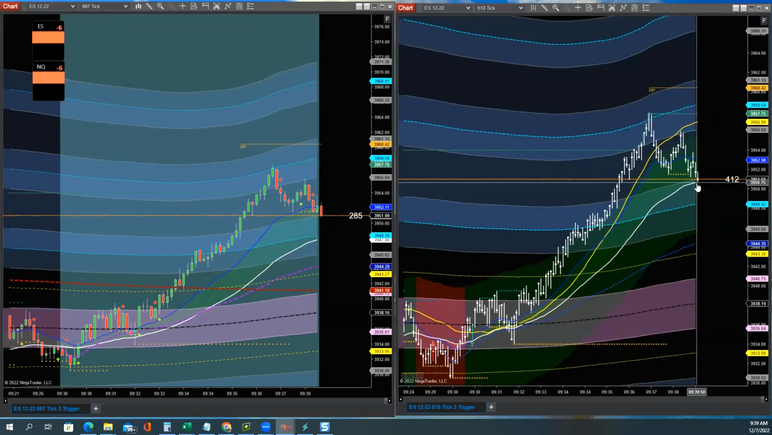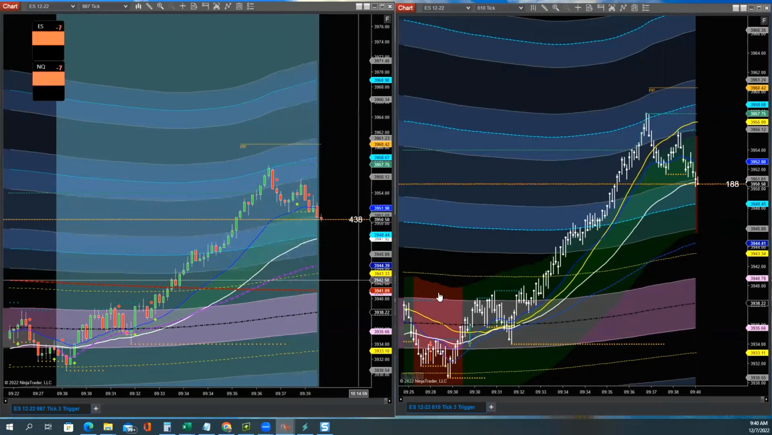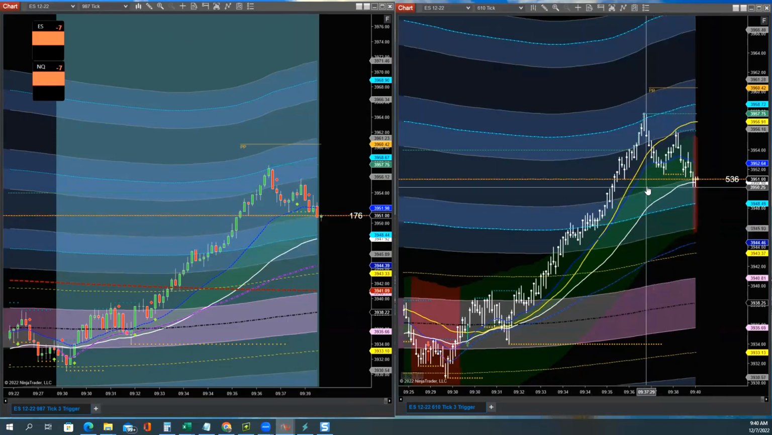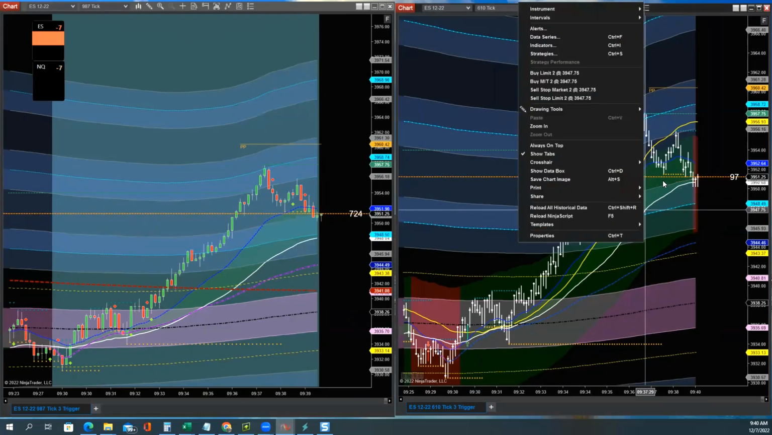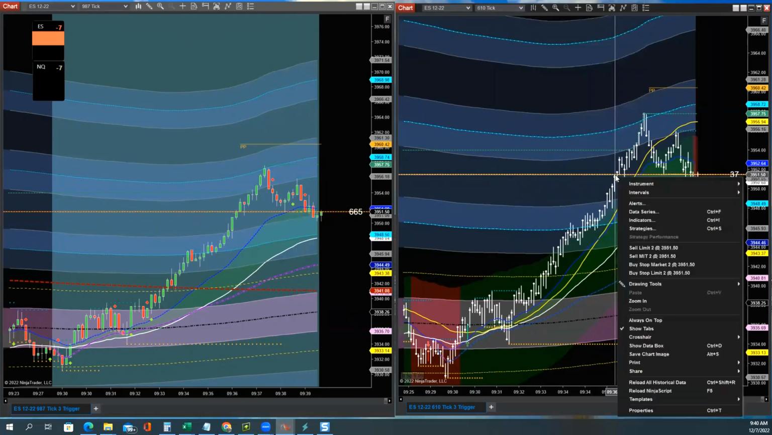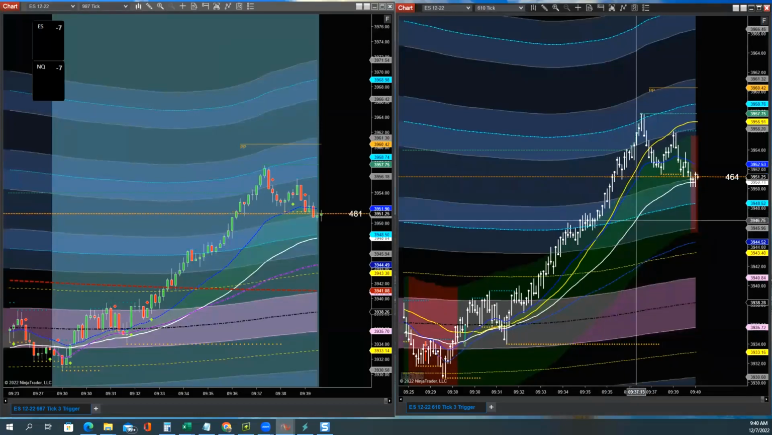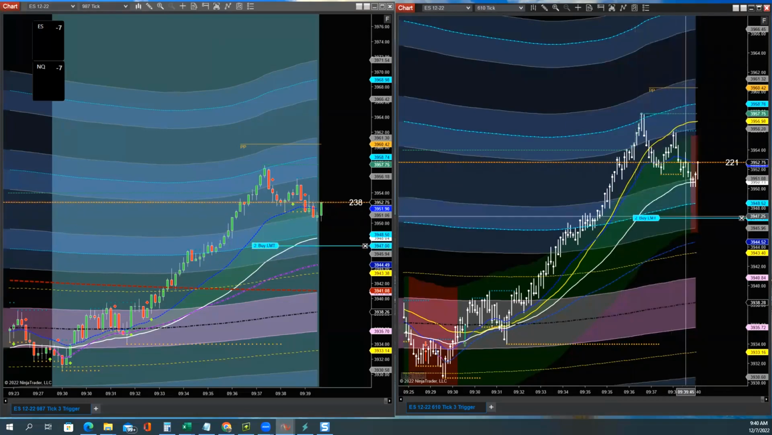So let's see. We have a short signal here, but we want a trade that's going with the trend. So let's see what's going to happen here. Will it right away test? Yeah, so it looks like there's a good setup right there, right? Okay, let's see if that's going to test right there. There it is. Order submitted.